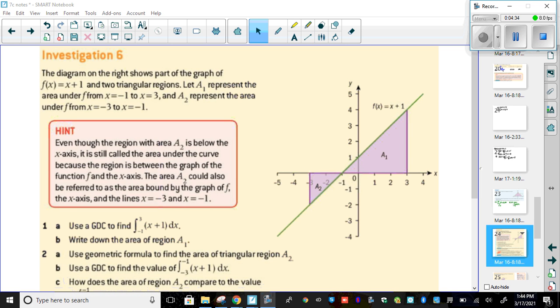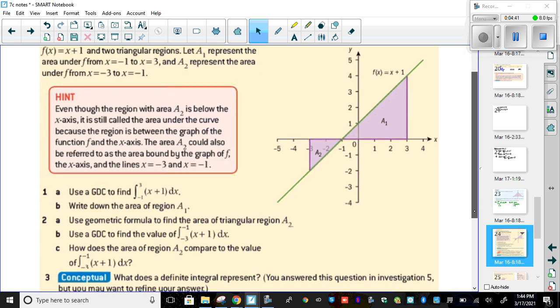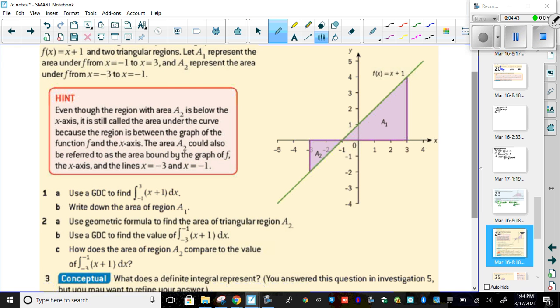Okay. So, when you use your calculator, what is the integral from -1 to 3 of x plus 1 with respect to x? 8. What's the area? 8 as well. 1/2 base times height. Use a geometric formula to find the area for A2. What's the area for A2? 2.